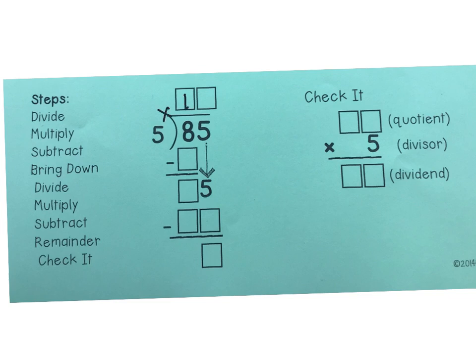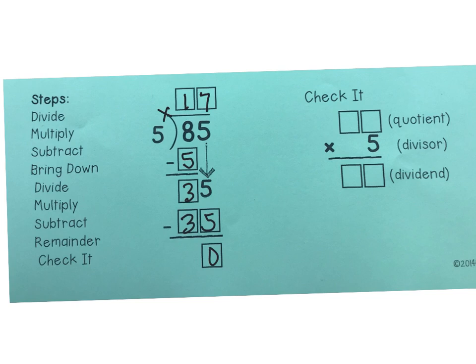1 times 5 is 5. That was my multiply. I'm going to subtract. I get 3. Okay, then I'm going to bring down my 5. Actually, they did it for me, so I don't have to do that. And then I'm going to go back to divide. 35 divided by 5 is 7. 7 times 5 is 35. And then I subtract and I get 0, so I have nothing left over.